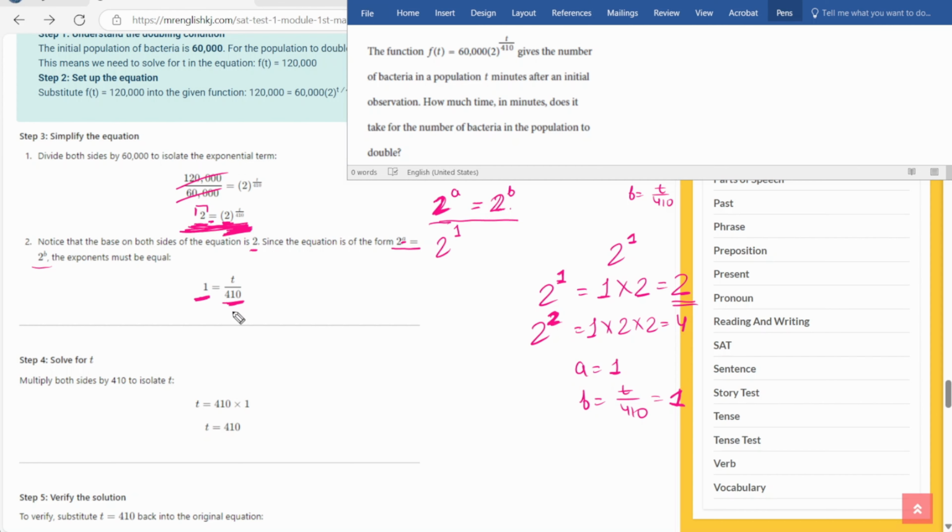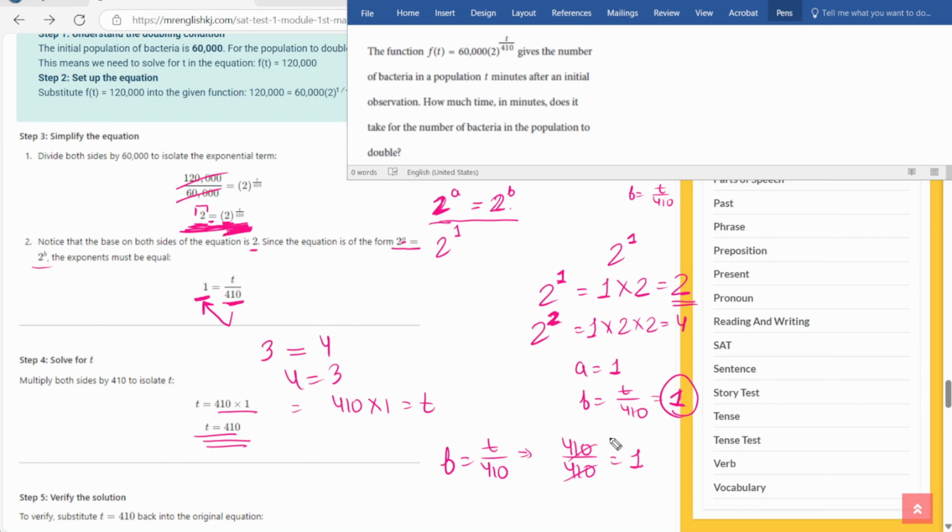I told you, no? If we have something divided, we put it up and it becomes multiply, like here. I explained the equal thing. If here it is 3 and here it is 4, you can write it like this or like this. It doesn't matter. The same thing happened here. So t equals 410, obviously. We know b is t/410 and we know the t value is 410. So 410 divided by 410, what do we get? 1, as I told you. So a and b are equal, obviously, because this equation was telling us that in the first place.